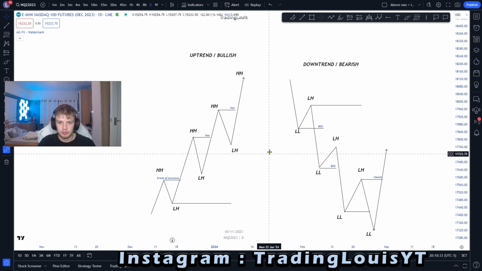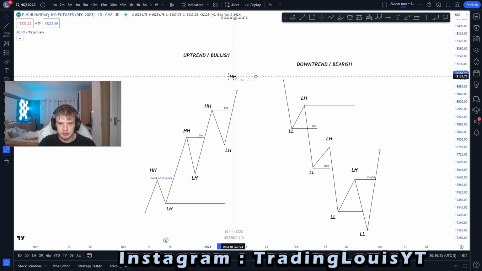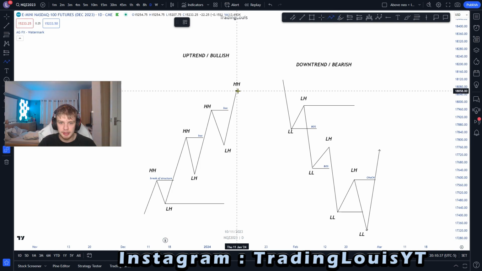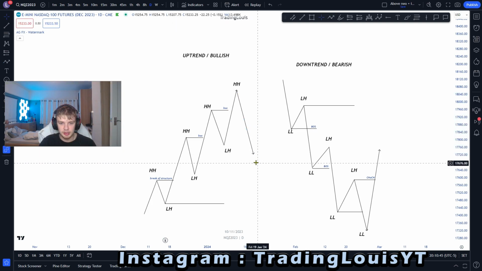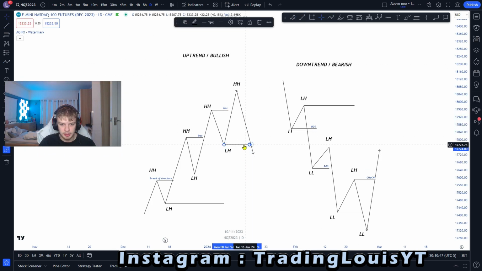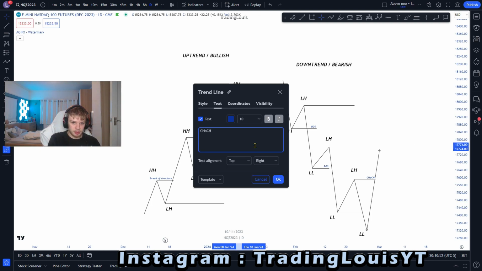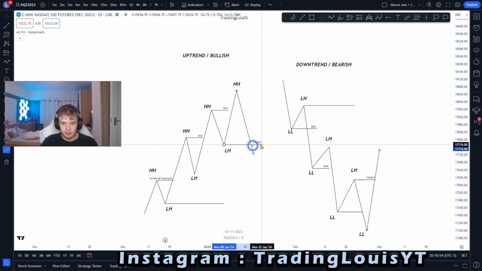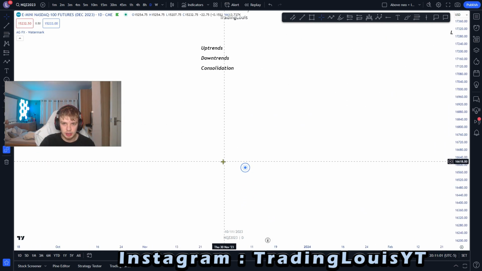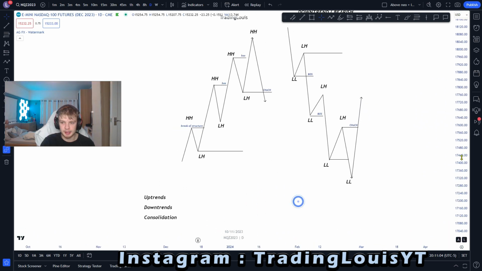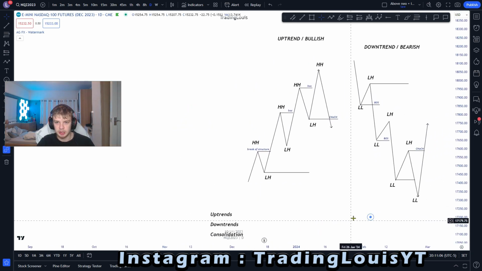So where would the change of character be in this scenario? Let's say price action came down, and instead of just coming here and creating another lower high, it would go all the way down here and break this lower high here. So then this would be the change of character. I hope you guys understand that, and I will be going into a live market in a second after I explain consolidation.